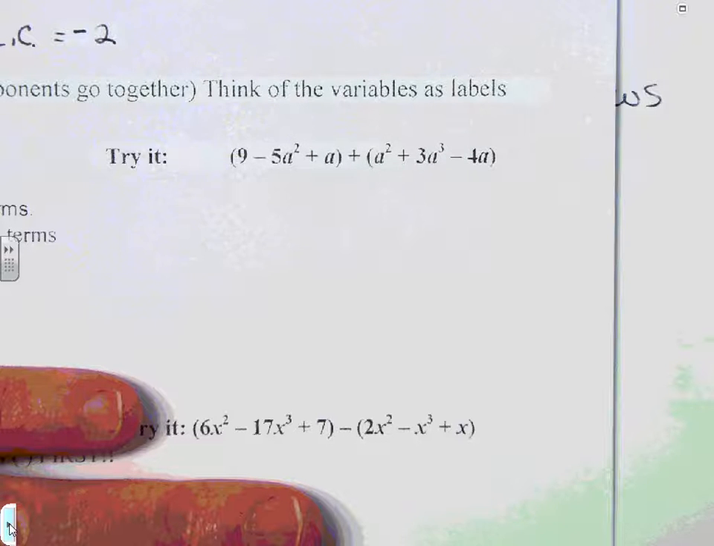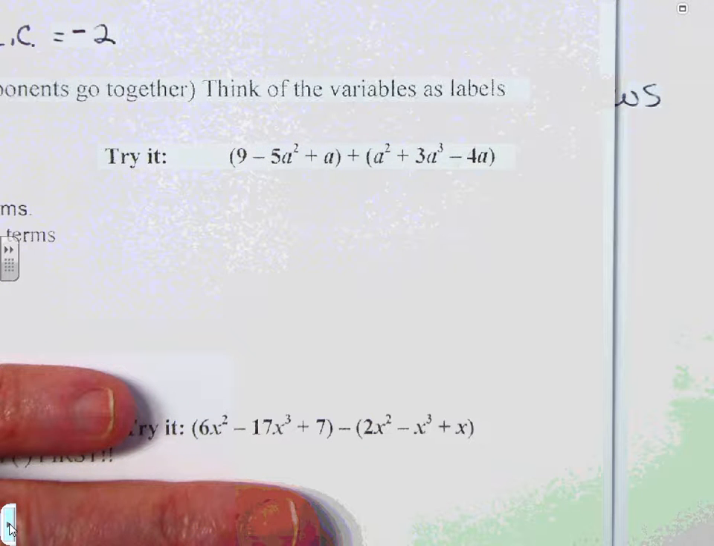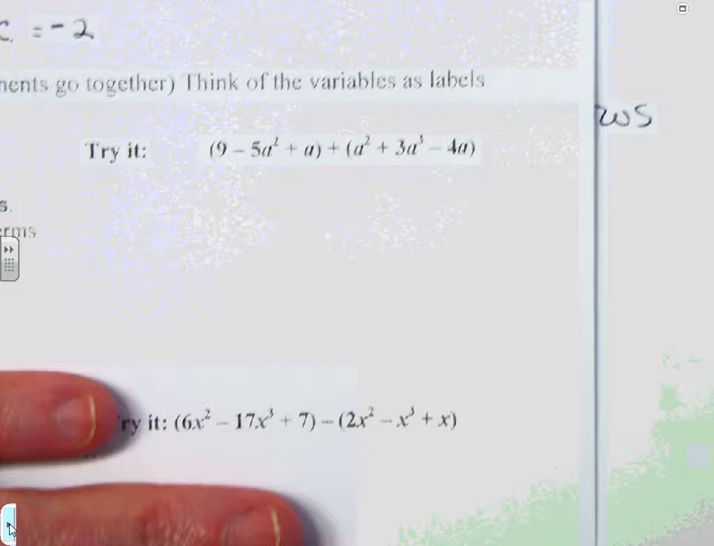What's the biggest exponent? 3. Look carefully. Find the biggest exponent and put them in order based on their exponents.